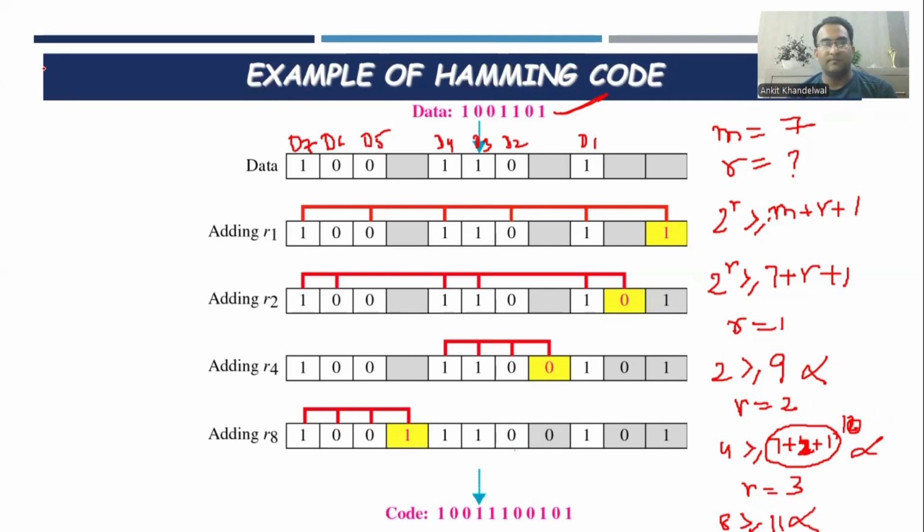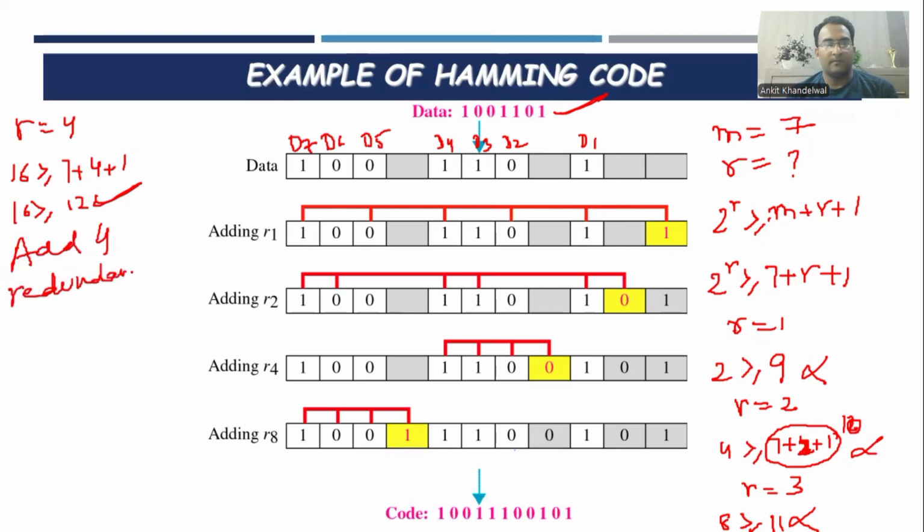So now the value of R equals to 4. That is going to give us 2 to the power 4 equals to 16, which is 7 plus 4 plus 1, that is 12. 16 greater than or equal to 12. This inequality is true there. So we are going to add four redundant bits.